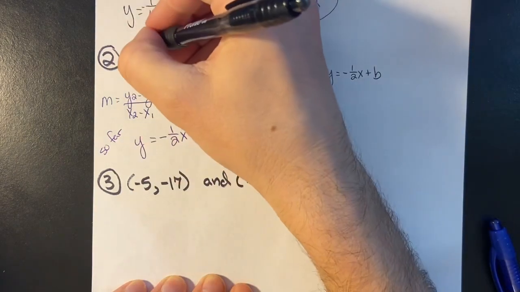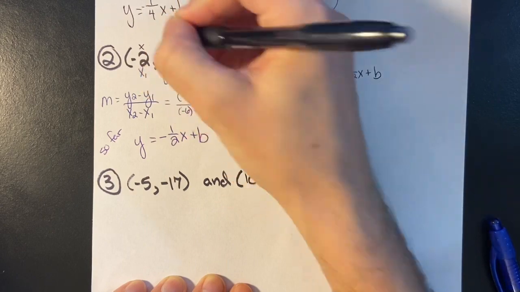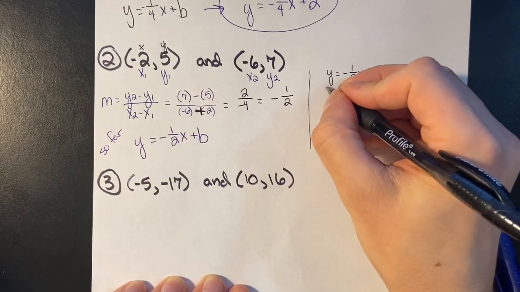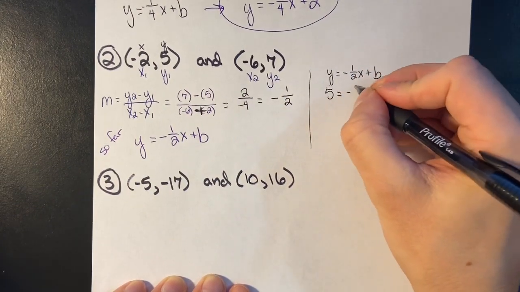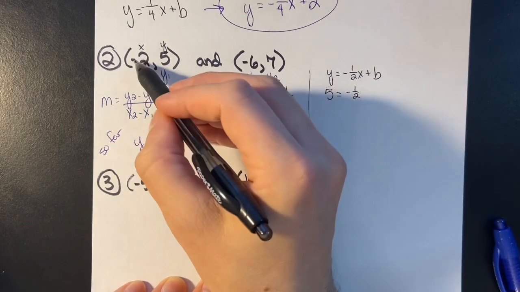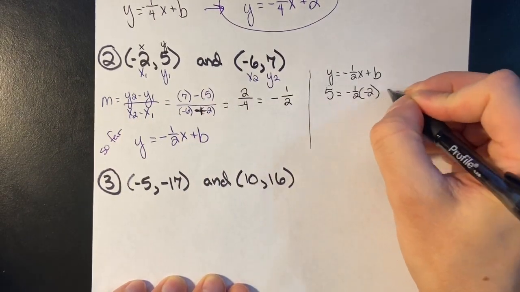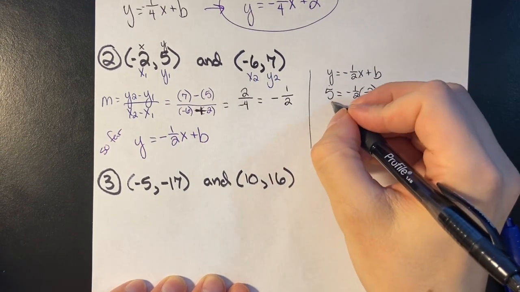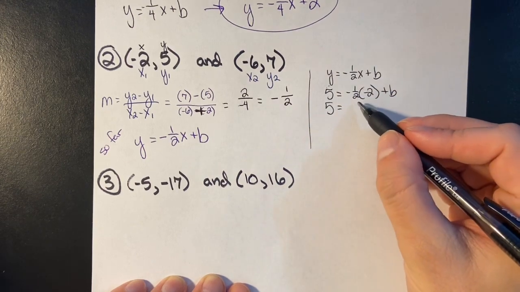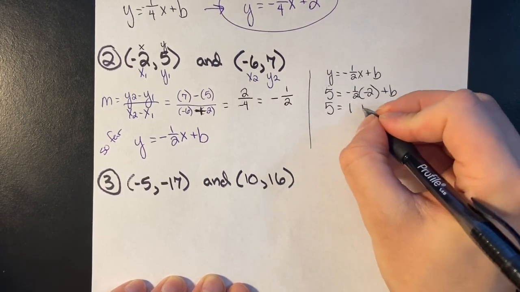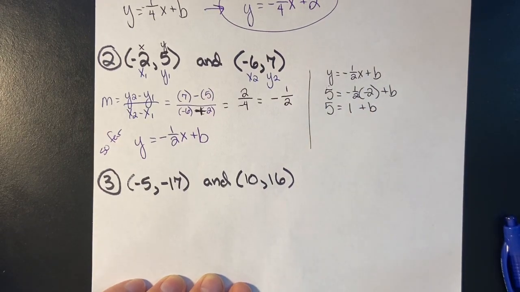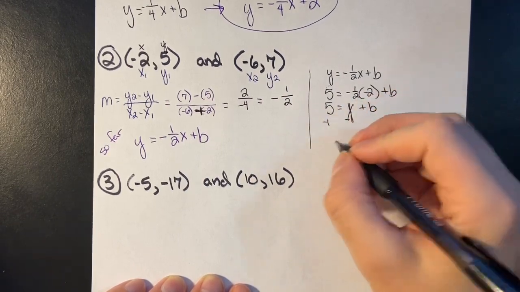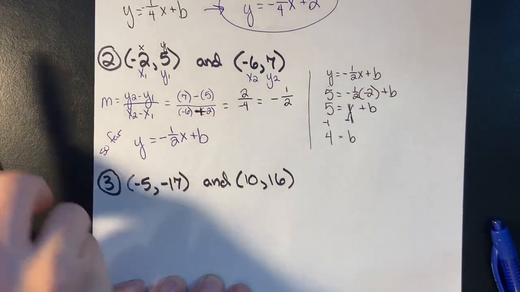It doesn't really matter, I'll use this point. Remember, this is an x value, that is a y value. So I'm going to replace y with a y value, so 5 equals negative 1/2, and I'm going to replace x with an x value, which is negative 2, plus b. 5 equals negative 1/2 times negative 2 is positive 1, positive 1 plus b. Subtract 1 from both sides, and 4 equals b.